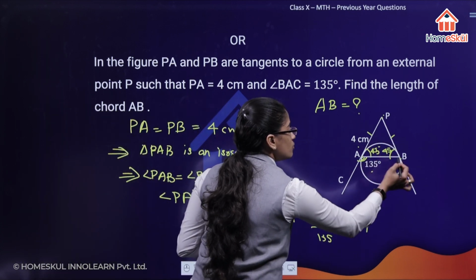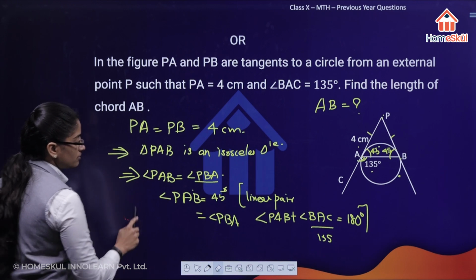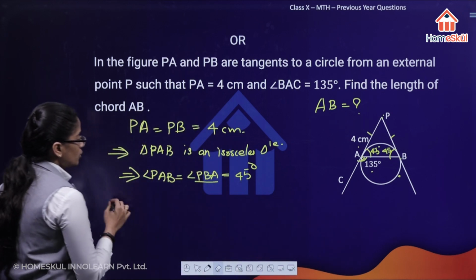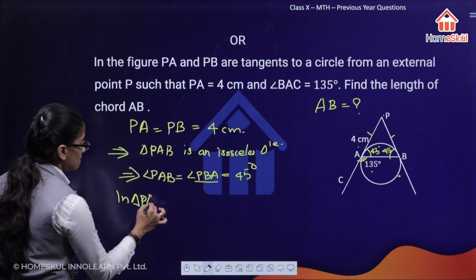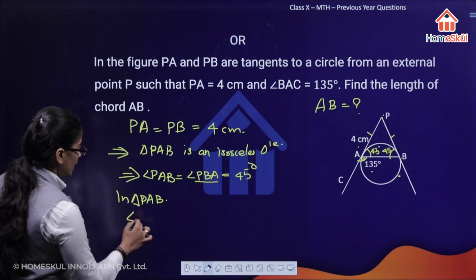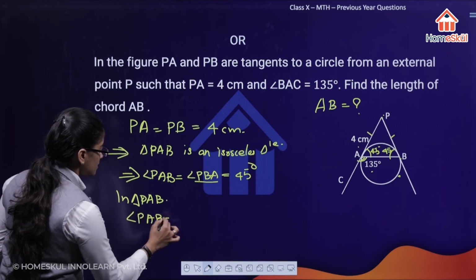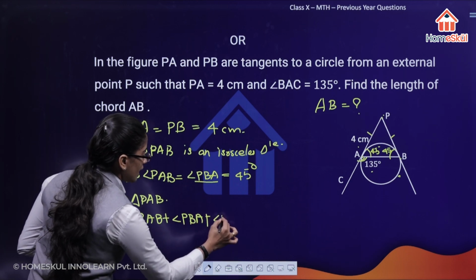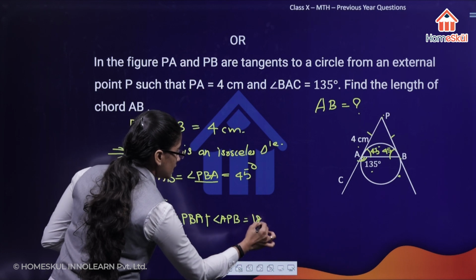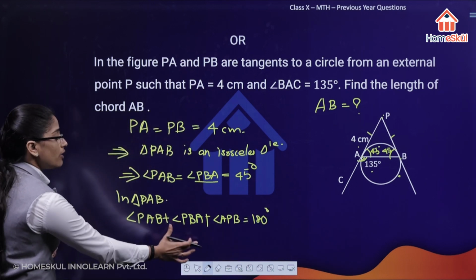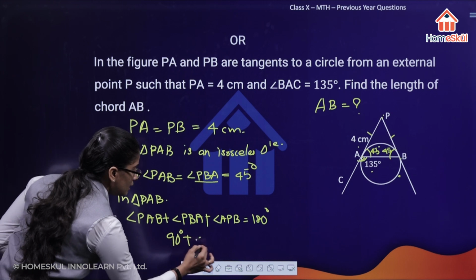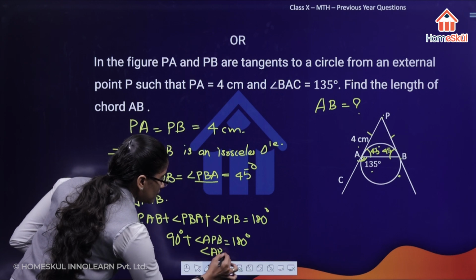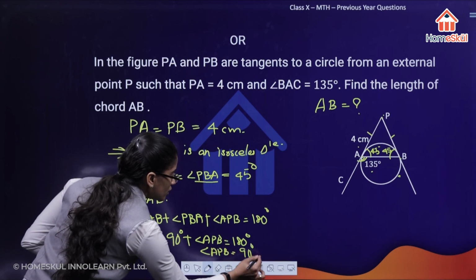Now, using angle sum property, what could we conclude? So we are getting this is equal to 45 degrees over here. Okay. Then using angle sum property in triangle PAB, angle PAB plus angle PBA plus angle APB is equal to 180 degrees, angle sum property of the triangle. These two are 45 each, that is 90 degrees, plus angle APB is equal to 180 degrees. That means angle APB is equal to 180 minus 90, which is equal to 90 degrees.